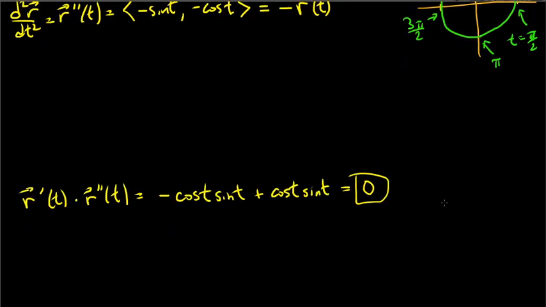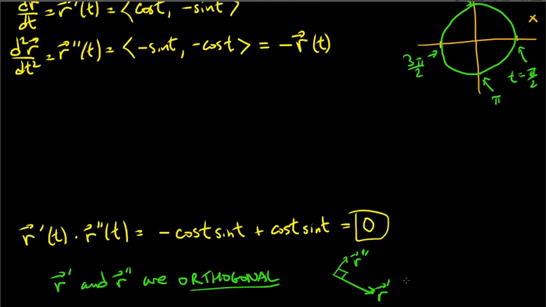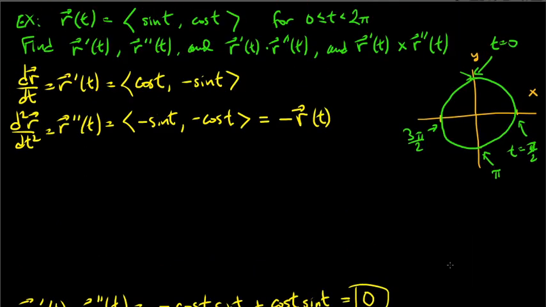Right. And remember what that means. It means that the first derivative and the second derivative are orthogonal, right? Perpendicular. So at any given time, if this is r prime, then r double prime has to be perpendicular to r prime. So when the dot product is 0, the two vectors are orthogonal. That means the two arrows are at right angles.